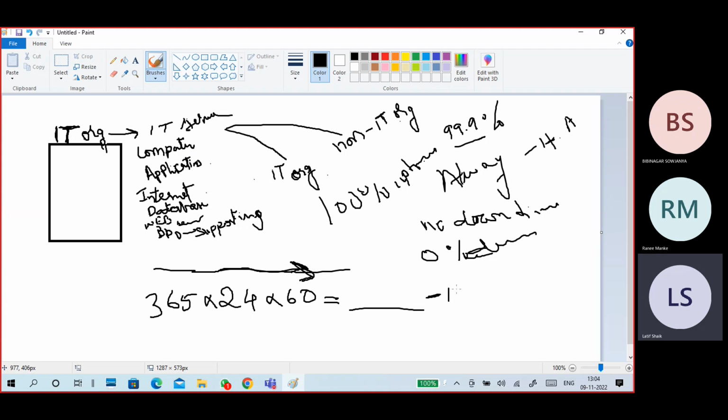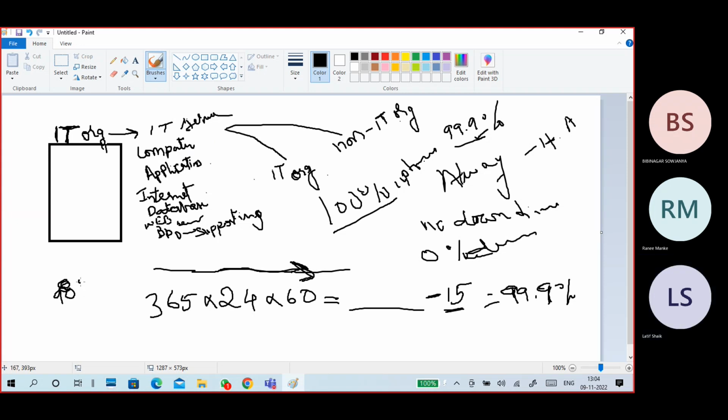But here, your downtime is 15 minutes per year. This is 99.9% uptime. 100% uptime means never allowed; the minimum allowed is 15 minutes only, maximum per year. But some people show 99%, some people 98% uptime. Some people have 0% downtime, or 1%, 0.2% downtime.